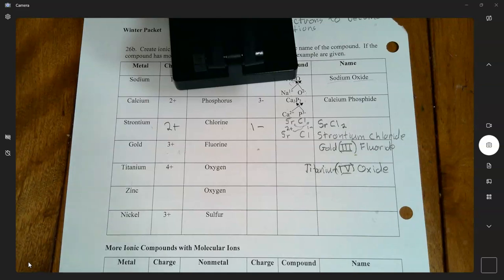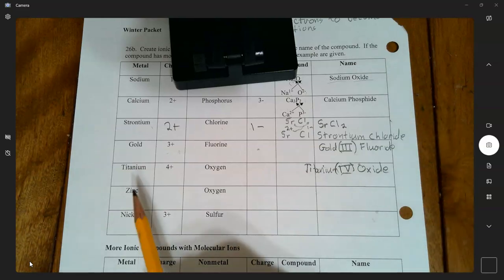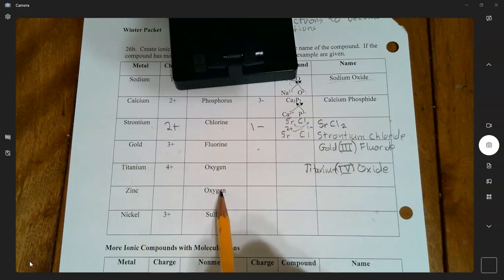Zinc. Okay, I didn't put a charge on zinc, so it must have just 1 charge. You can look at your charge number by ion. Since it's a transition metal, you need to do that. Or your 60 common ions has zinc also, and it's a 2+. So zinc is a cation 2+. Oxygen is a 2-. You crisscross the arrows, and you get Zn2O2.